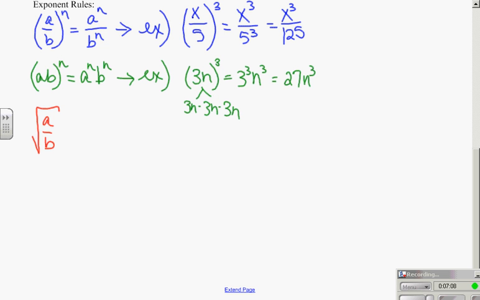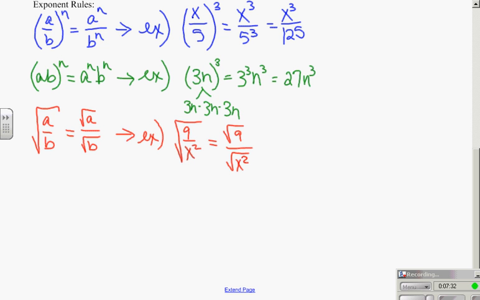Another exponent rule we have to look at is the square root of a fraction. You may not be able to simplify that fraction, so one of the easiest things is you can split that square root and take the square root of the numerator over the square root of the denominator. As an example, if I have the square root of 9 over x squared, I can take the square root of 9 over the square root of x squared and get 3 over x.